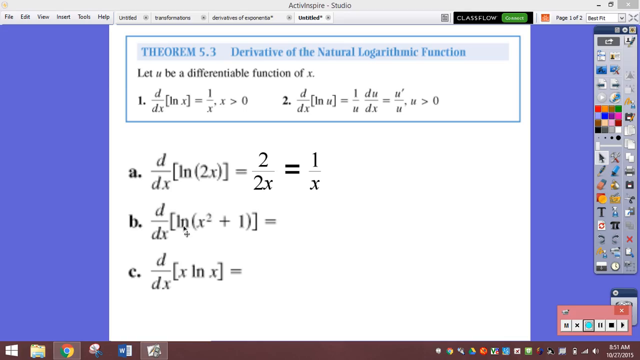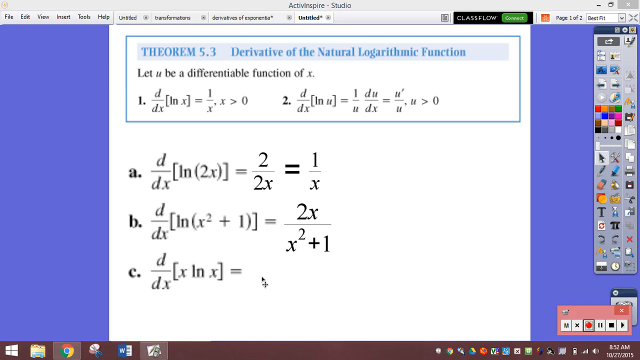In example B, we have the derivative with respect to x of natural log of x squared plus 1. The derivative would be u prime over u, which the derivative of u would be 2x over u, which would be x squared plus 1. And this would be the simplified answer because the x's here would not eliminate due to this plus sign in the denominator. So that would be my simplified derivative.